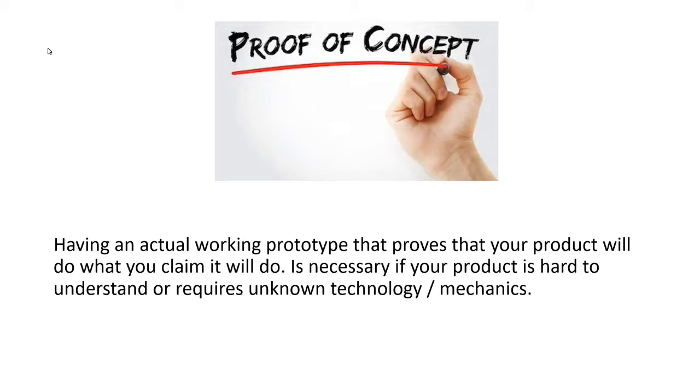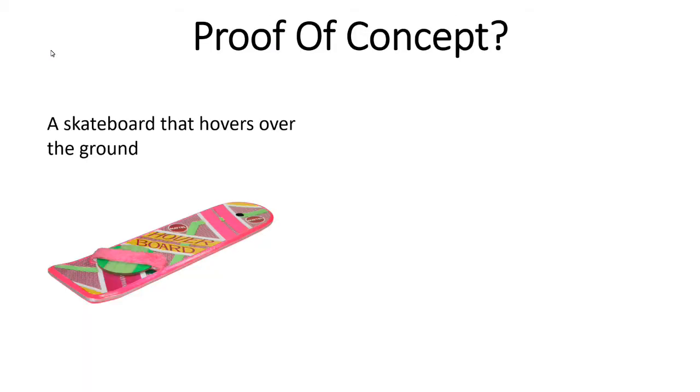Proof of concept. So there's different types of prototypes. There's virtual, there's all sorts of different prototypes. Now, a proof of concept is a prototype that actually functions and does whatever it's supposed to do. It's proving that the concept will work. So having an actual working prototype that proves that your product will do what you claim it will do is necessary if your product is hard to understand or requires unknown technology or mechanics. So not every product needs a proof of concept.